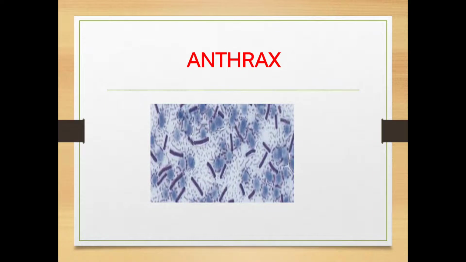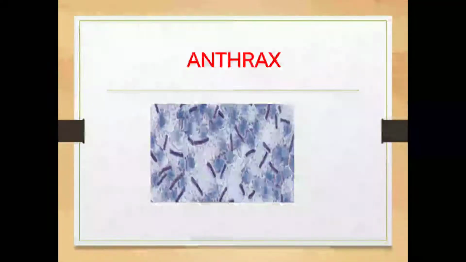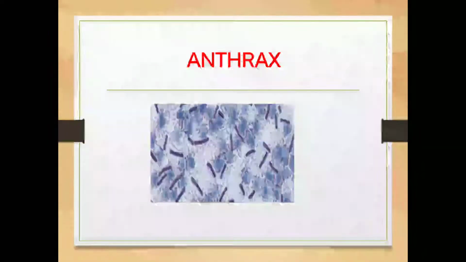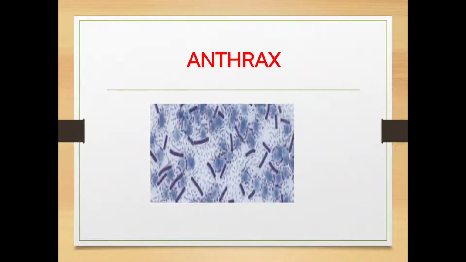When it comes to the epidemiology of anthrax, it is distributed worldwide and it depends on the type of soil and the climatic conditions. Climatic conditions like temperature more than 15 degrees Celsius and relative humidity around 60% favor the formation of spores.